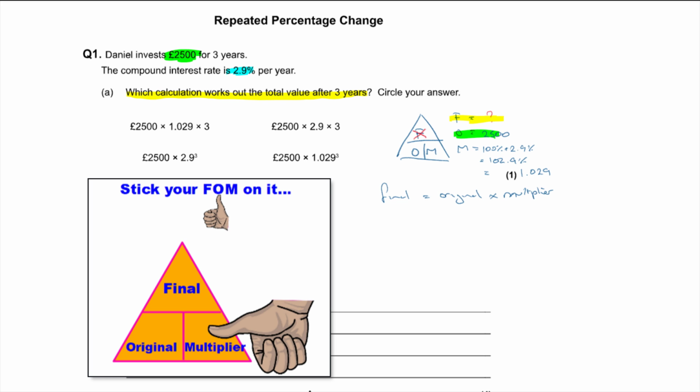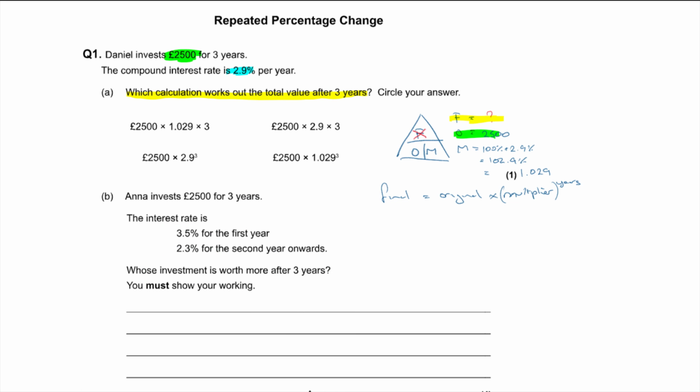Okay, and that's what it is for normal percentages. Now, if you've got a repeated percentage change, we just then need to wrap that in a bracket and raise it to the number of years or the number of times that you're applying it if it's not years. So that's just the extended version of what I normally do for percentages. It's pretty much the same, apart from you wrap the multiplier up in a bracket and put years as an index.